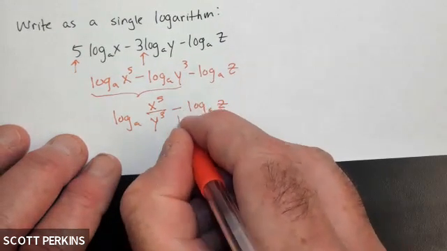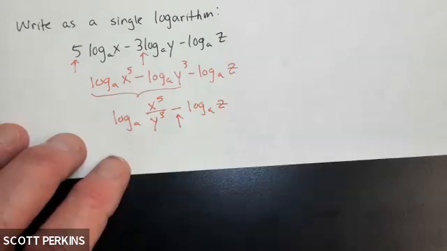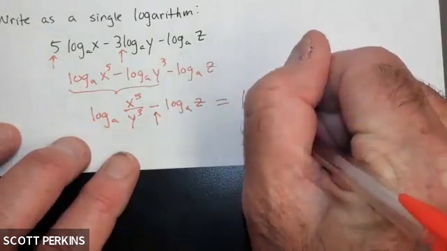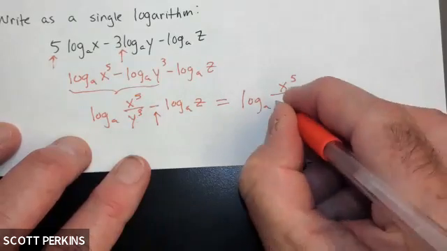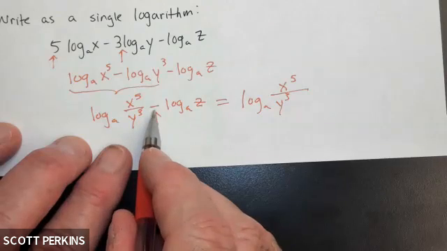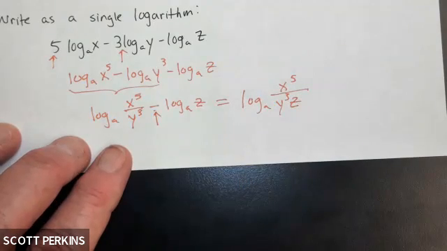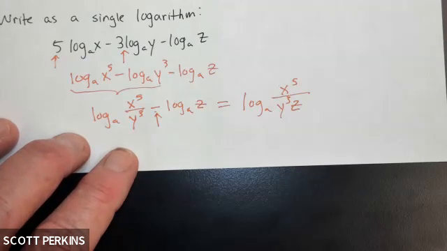I have another minus sign. That means I'm dividing again, which means that my next thing is also going to go in the denominator. So here is the final result. I've got the log base a, I've got the x to the fifth in the top, I've got the y to the third in the bottom. And since I have this minus sign here, I'm going to put this z also in the bottom. I'm dividing. And there were just a couple quick problems to review today.